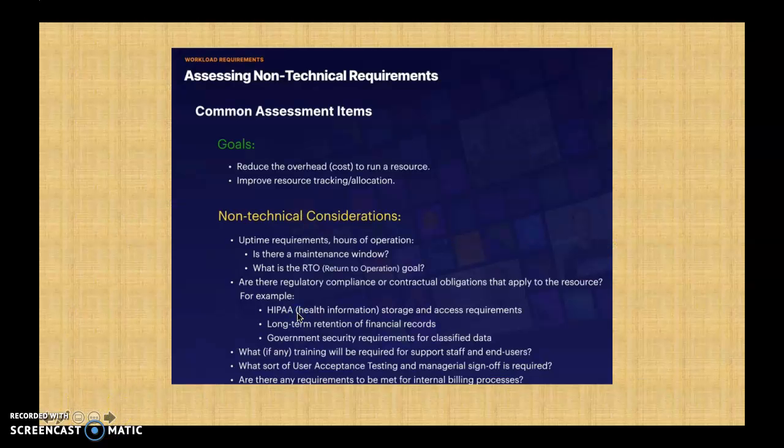So let's go to next. Assessing non-technical requirements, common items: reduce the overhead, improve resource tracking, and all that non-technical stuff is there. So, other non-technical requirements.